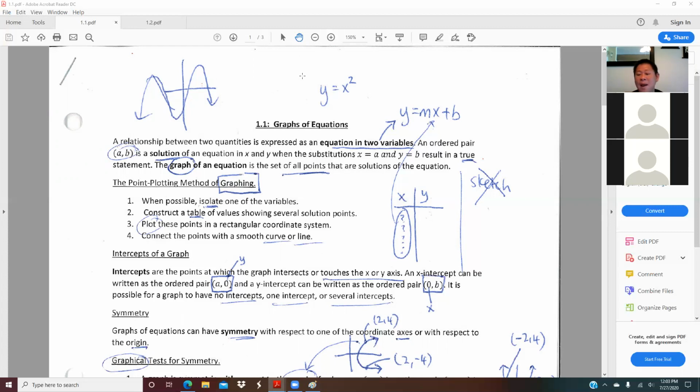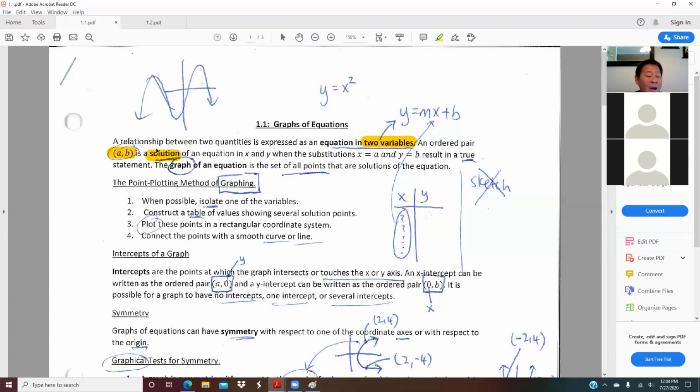It's not something where you just take a pen and draw a straight line. The relationship between two quantities is expressed in equations in 2 variables. So now we are talking about 2 variables here. In chapter P, mostly we talked about 1 variable, which is x. In this chapter 1.1, we talk about 2 variables, so you begin to use x and y.